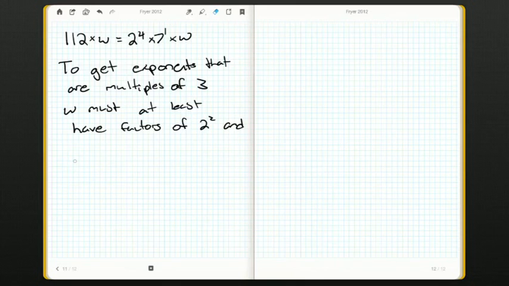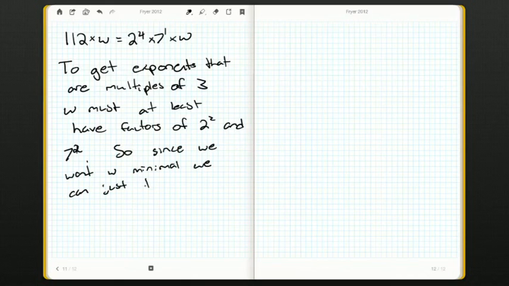Now, 7 to the 1, that's not an exponent that's a multiple of 3, so we need to add 2 to it to get 7 to the 3, which is a multiple of 3. So 2 squared times 7 squared should do the trick.